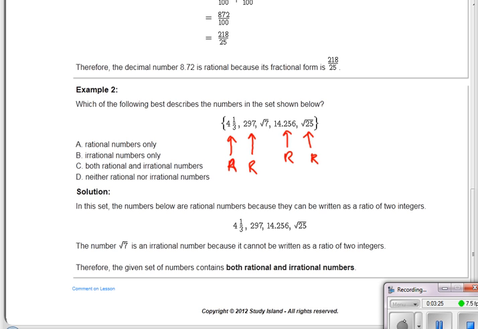And then the only other one that we have up here is the square root of 7. We do not know what the square root of 7 is. That is not a perfect square. Therefore, this is an irrational number. So in this set of numbers, what we have is option C, both rational and irrational numbers. This will conclude rational and irrational numbers.